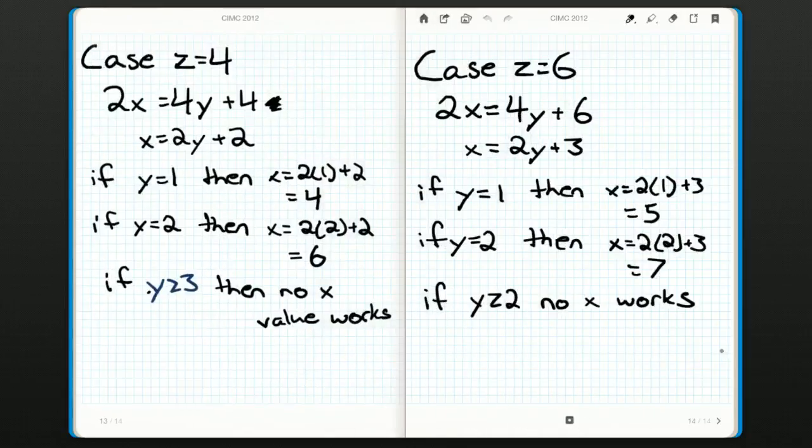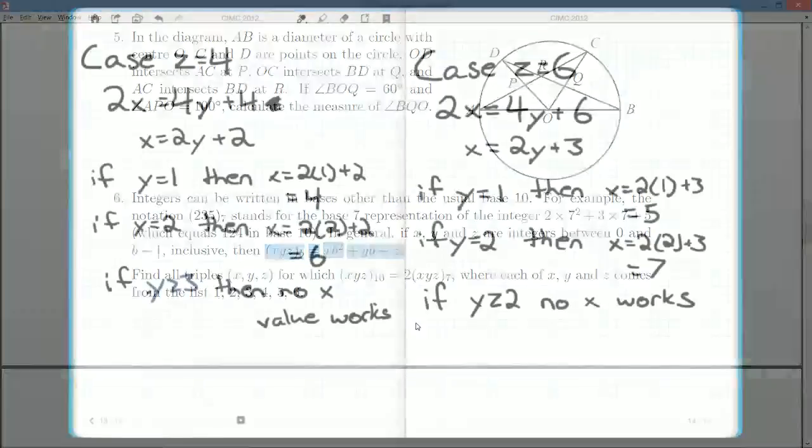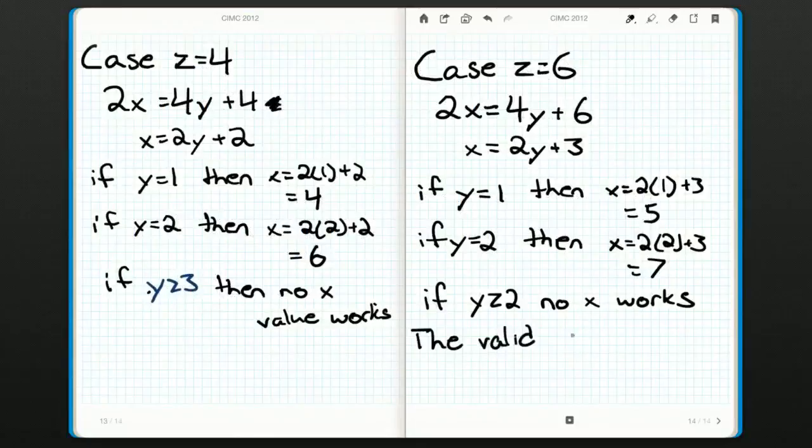So we can summarize our work a little bit. But let's just double check and make sure we know exactly what the question's asking for. Find all these triples. Okay? So we just need to list them out. We're not asked for the number of triples, we just need to find the triples. So I'm going to say the valid triples, the valid x, y, and z are, okay, we can start listing here.